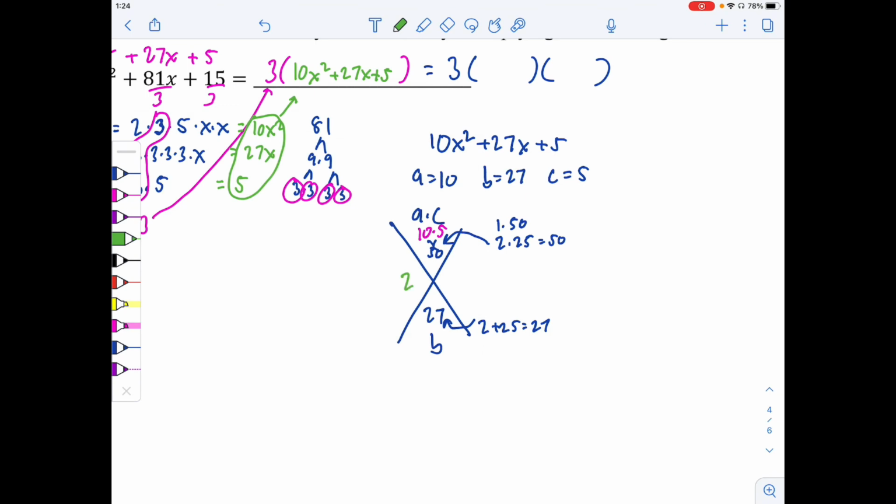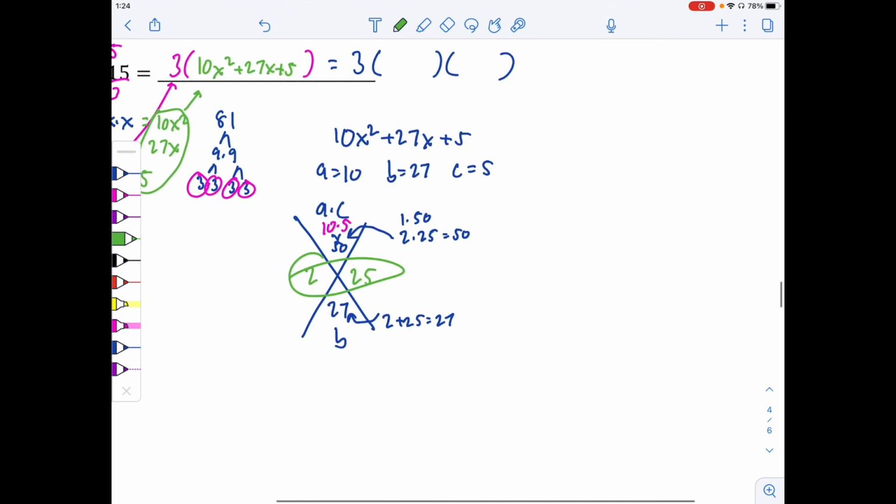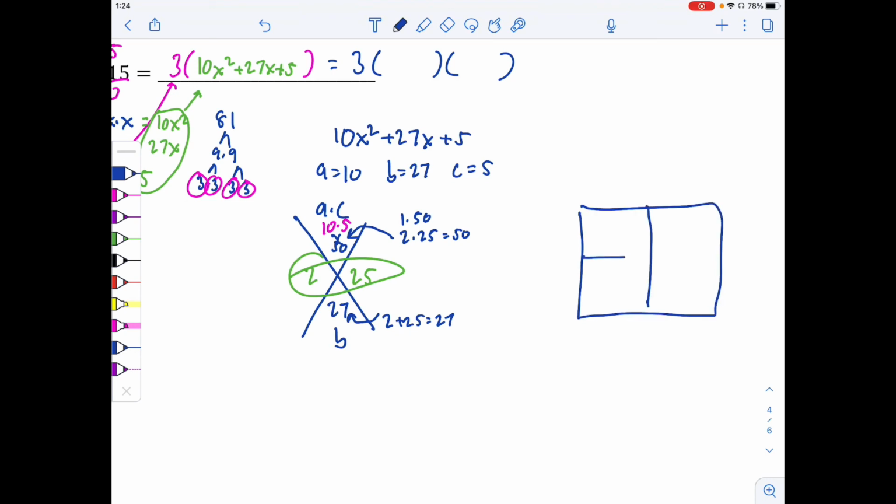So our two numbers, 2 and 25. We're going to put that in our factor box, because a is not equal to 1, so we have to use our box after that. Again, our first term, 10x squared, has to go in the first box. Then we look at the last term, 5, and put it in the last box. Then our two numbers, we got 2x and 25x. And then we find one GCF, either one, whatever looks easier.